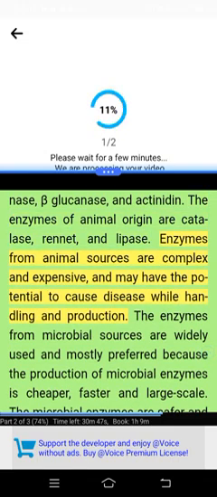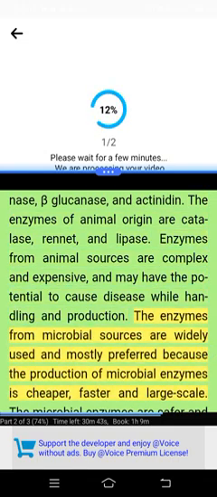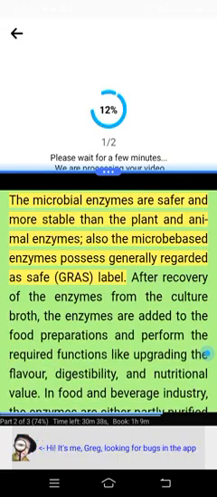Enzymes from animal sources are complex and expensive and may have the potential to cause disease while handling and production. The enzymes from microbial sources are widely used and mostly preferred because the production of microbial enzymes is cheaper, faster, and large scale. The microbial enzymes are safer and more stable than the plant and animal enzymes. Also, the microbial-based enzymes possess a generally regarded as safe (GRAS) label.